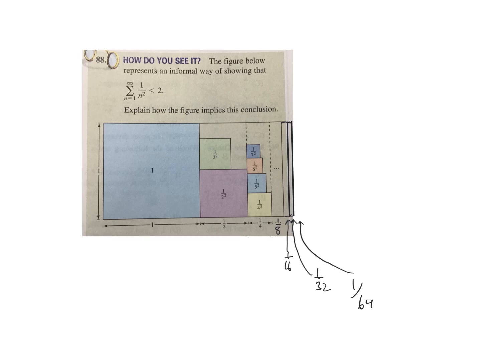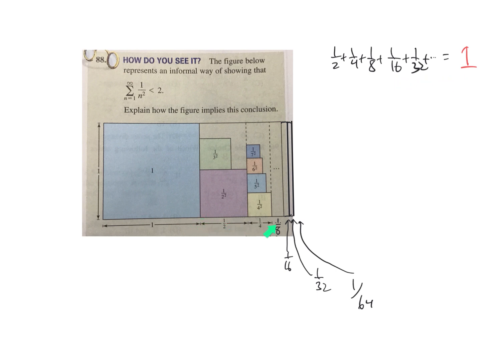This is a really cool and interesting problem. This rectangle is 1 unit high, and it's 1 unit plus, what's this width going to be? Well, it's a half plus a fourth plus an eighth plus a 16th plus a 32nd. So we showed in class that that infinite series converges to 1.